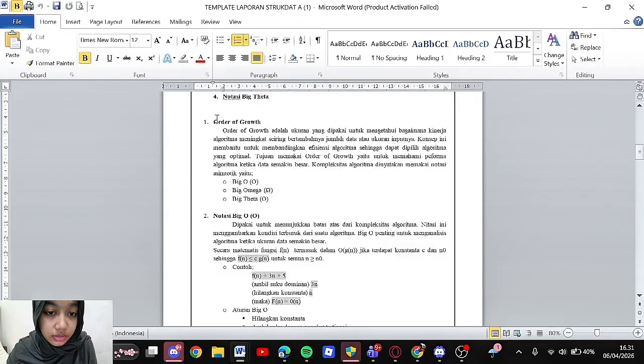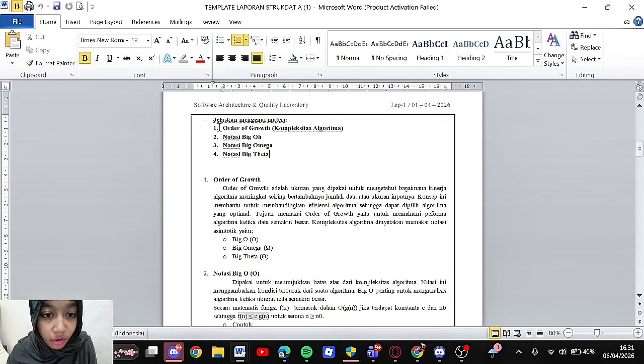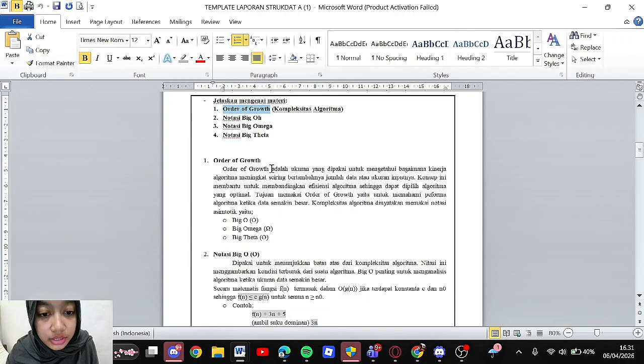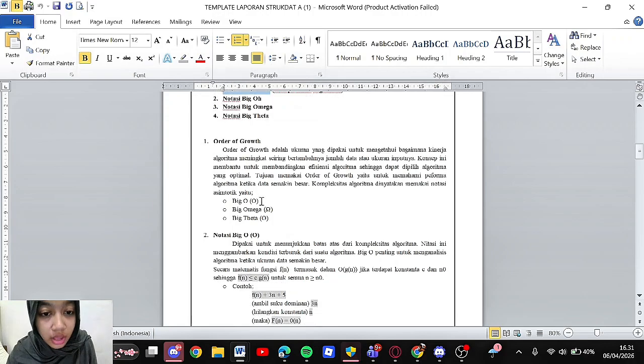Today I will explain about order of growth theory and about the practicum. I will explain about these four. First is order of growth, second is big O notation, third is big omega notation, and the last is big theta notation. First, the order of growth.